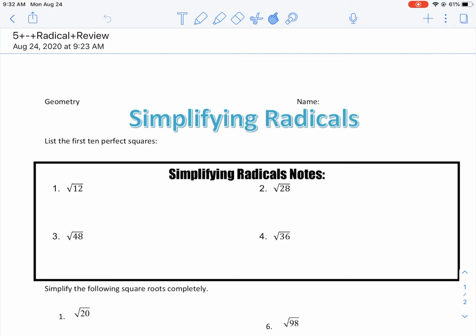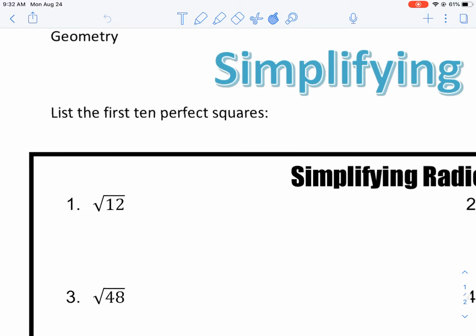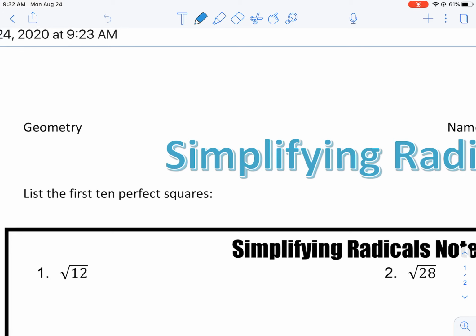If you don't remember, a radical is just another name for a square root symbol. So in order to simplify radicals, the first thing you need to know is the perfect squares. Now, what is a perfect square? Well, a perfect square is the result of squaring any whole number. So for example, 1 squared equals 1. So the first perfect square is 1. 2 squared equals 4. So the next perfect square is 4.